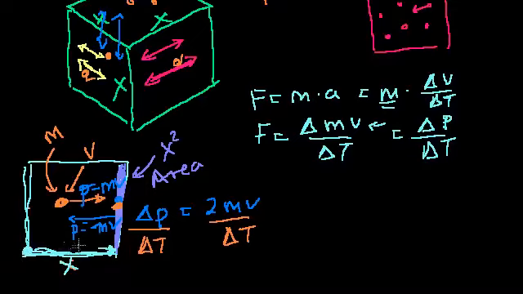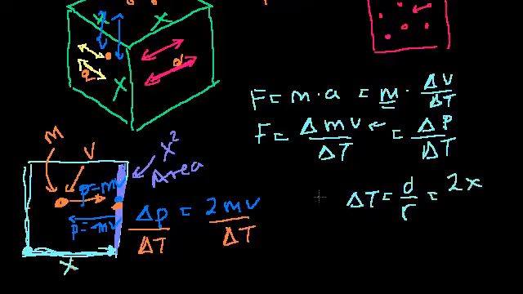And how long will it take it to travel 2x distance? Well, the time, delta t, we know distance is equal to rate times time, or distance divided by rate gives us the amount of time we took, right? This is just our basic motion formula. So our delta t, the distance we have to travel, is back and forth, so it's 2x, divided by, what's our rate? Well, our rate is our velocity, v.